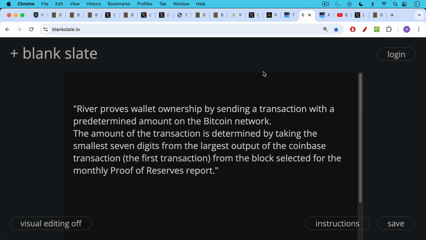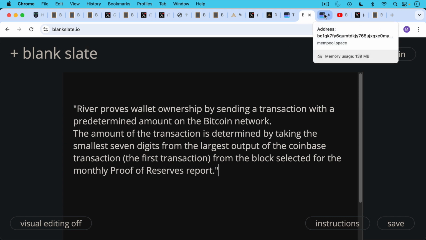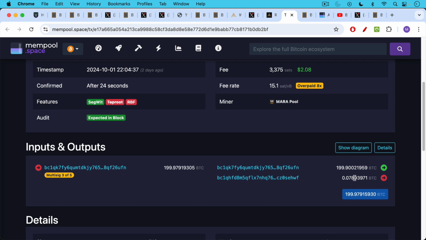We already looked at this. In terms of the transaction that River sends to prove that they control that multisig address, they do it in a special way that cannot be gamed. And I recorded that here. River proves wallet ownership by sending a transaction with a predetermined amount on the Bitcoin network. And River doesn't get to determine this amount because otherwise that would enable them to fudge some things. The amount of the transaction is determined by taking the smallest seven digits from the largest output of the Coinbase transaction, the first transaction from a block selected for the monthly proof of reserves report. So that's how they decide how much Bitcoin to send right here. That's where this number comes from.